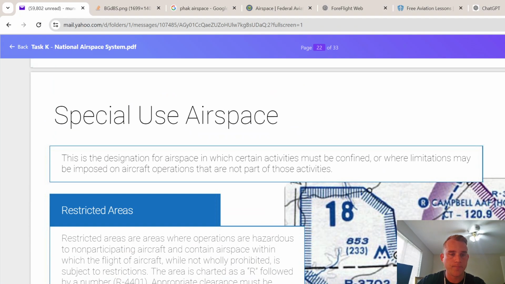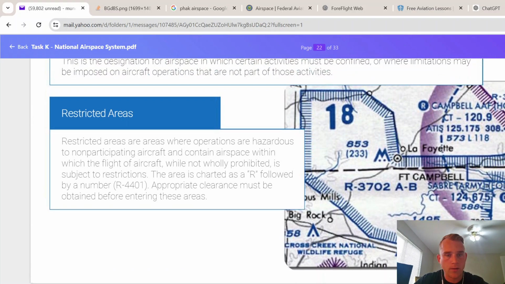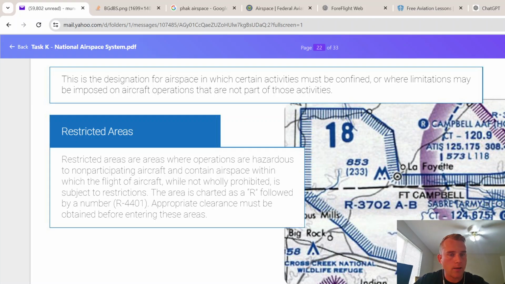There's a legend. Okay, restricted. Restricted areas are areas where operations are hazardous to non-participating aircraft and contain airspace within which the flight, while not wholly prohibited, is subject to restrictions. So R-3702, Fort Campbell, that's funny, that's where I used to be stationed. Go strike. All right, so while not wholly prohibited, it is subject to restrictions.